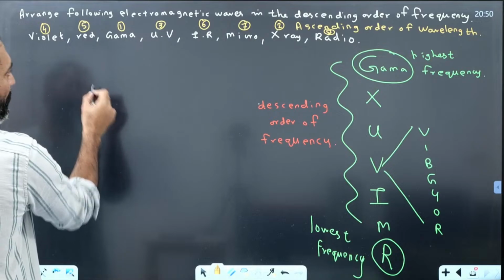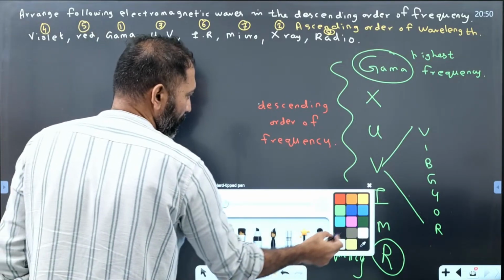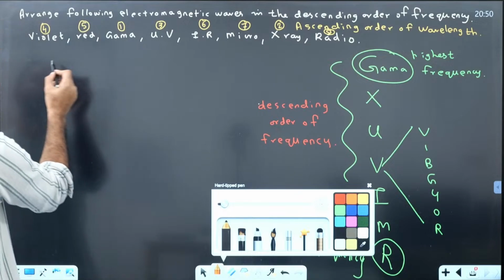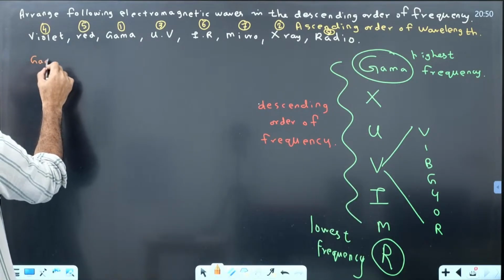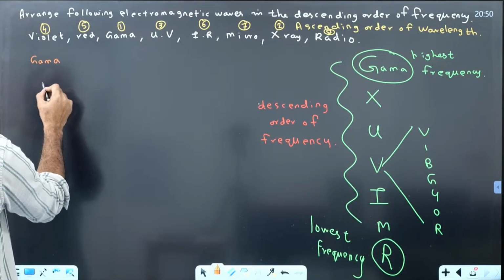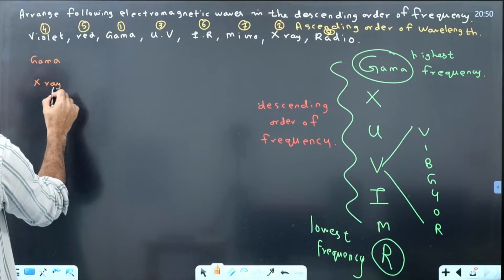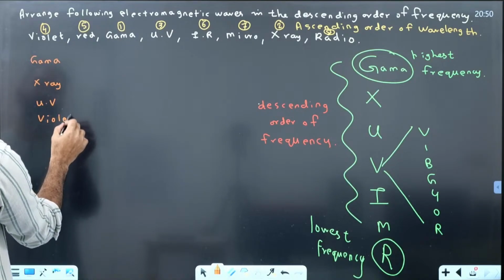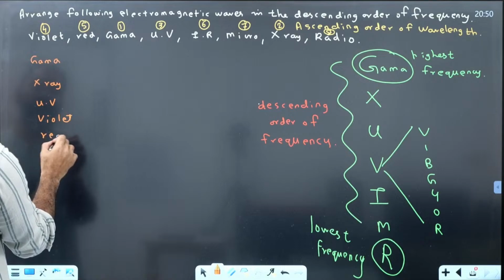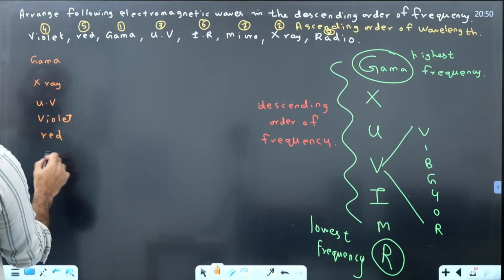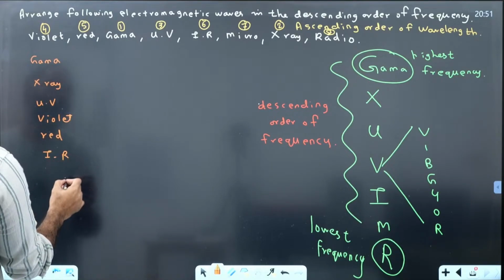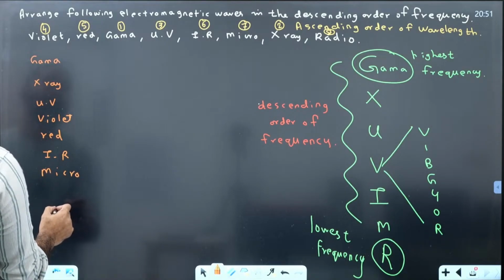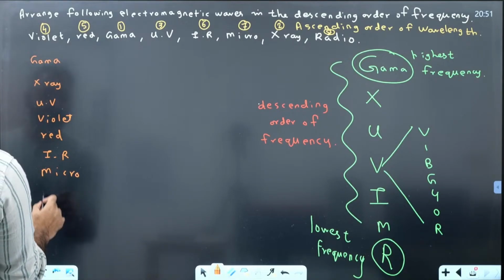So what is the order? What is the answer for the given question? First one is gamma, then X-ray, then UV, then violet, then red, then infrared, then microwaves, then radio waves.